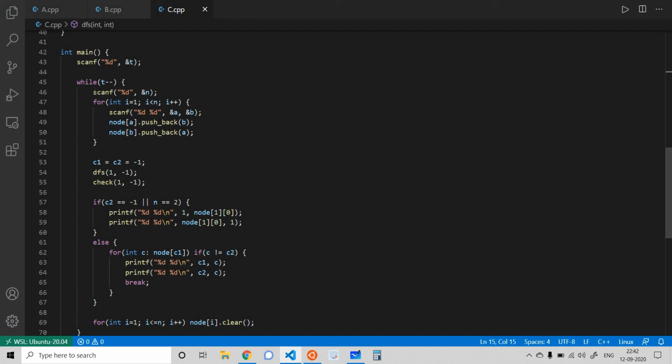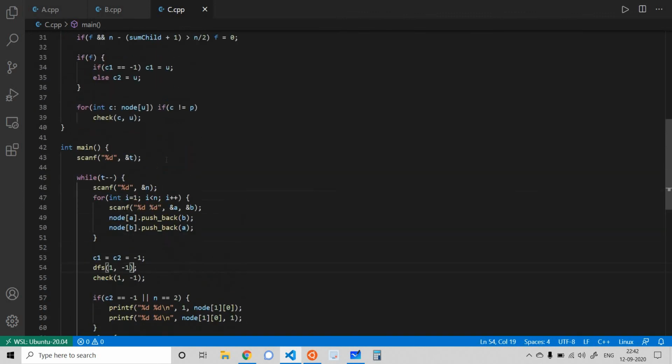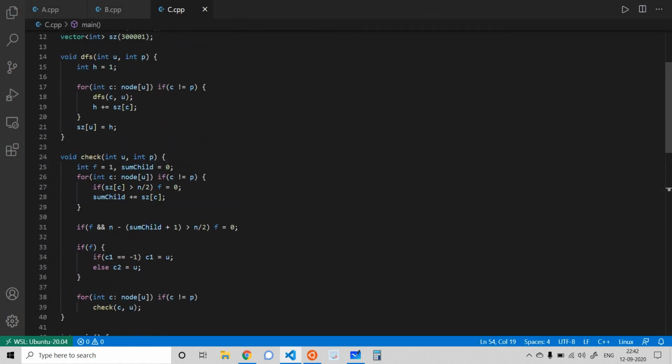So yes, I've taken the input. I've used the adjacency list to store my tree. Now C1 and C2, I'm using them as global variables that are the centroids I can have, as I can have at most 2 centroids, so I am initializing them by -1. Then I have called my DFS function, which will find out the size of each of the subtrees.